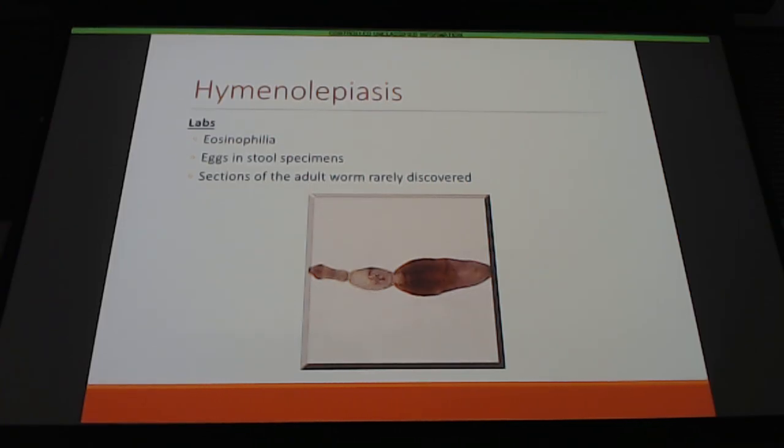And what do you look for? You do an O&P, and you look for the eggs. That's really what you're going to do. You'll identify the eggs in the stool. Now, with that being said, you may not always capture the eggs in the stool, so you may have to repeat. A lot of times, you'll have to repeat those stool samples 2 to 3 times to see if you can catch it.